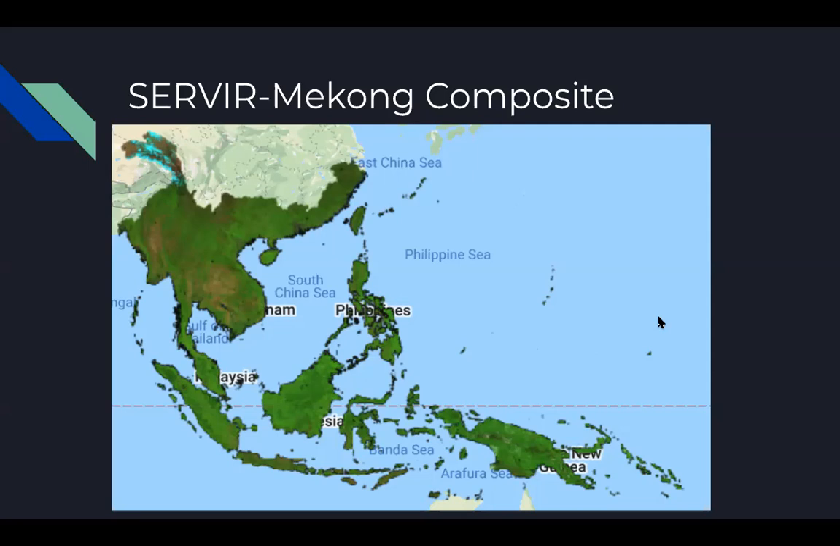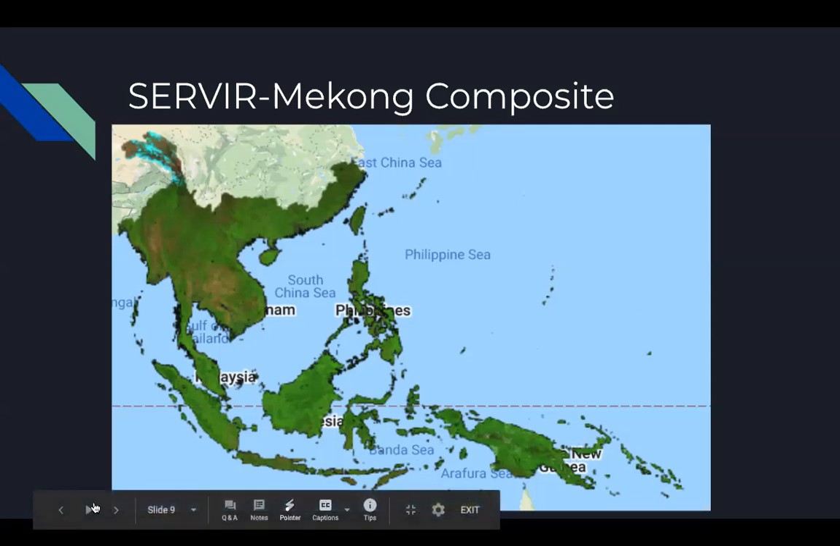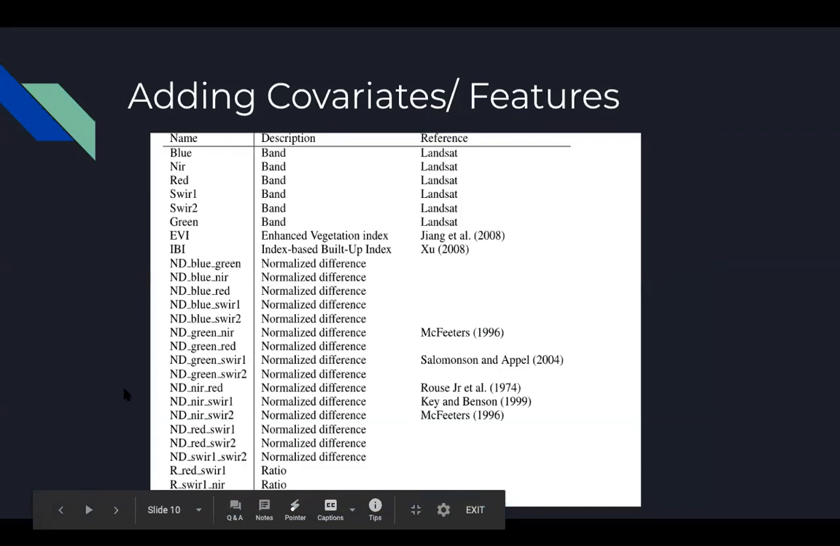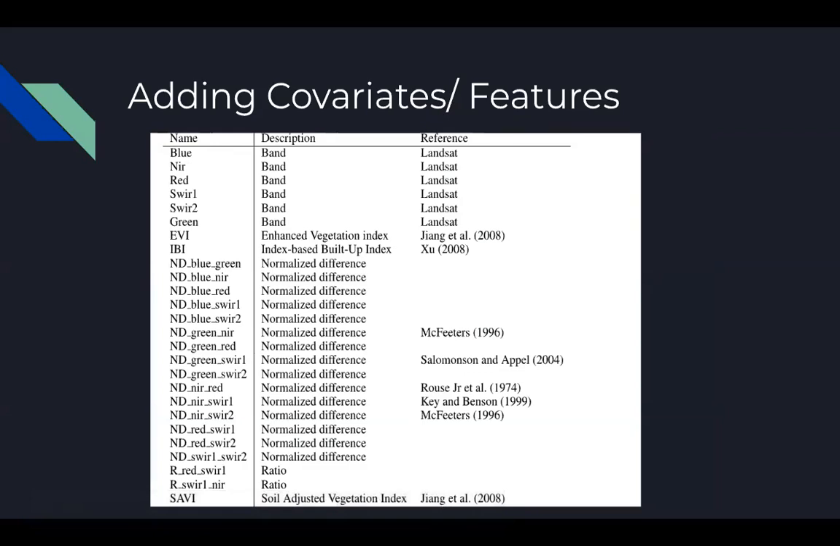So for the next step, when we create our training data, we added covariates. Sometimes in computer science we call them features in our data set to perform classification better. When we use fewer features, the classification accuracy is lower. So in here, we added some covariates called spectral indices to increase our classification accuracy.